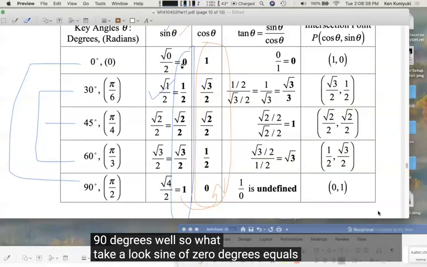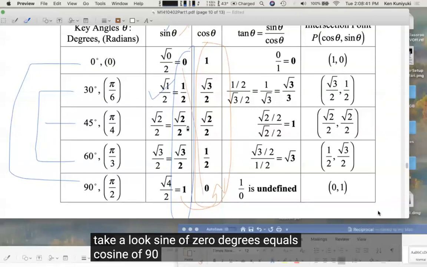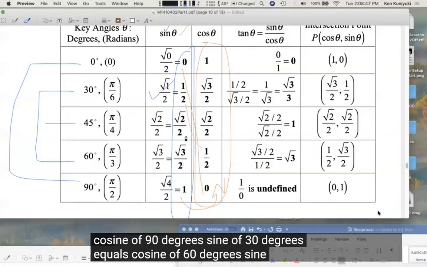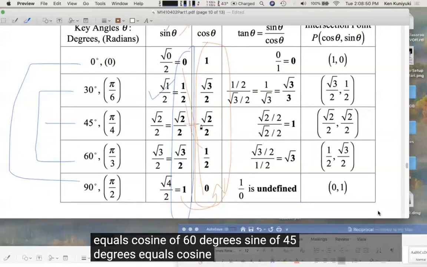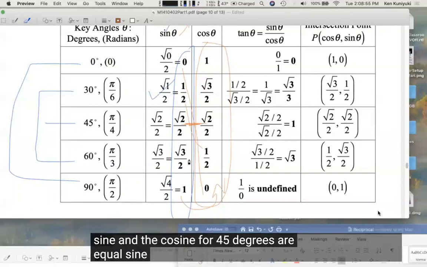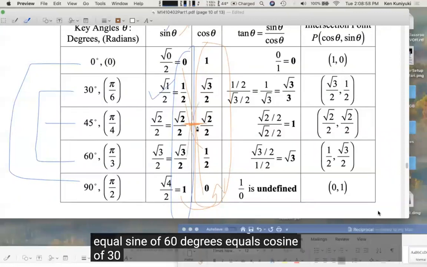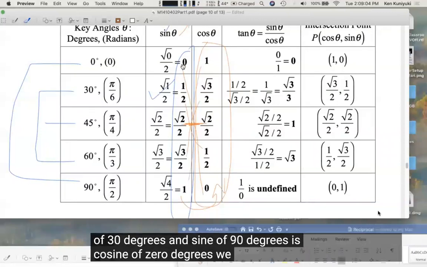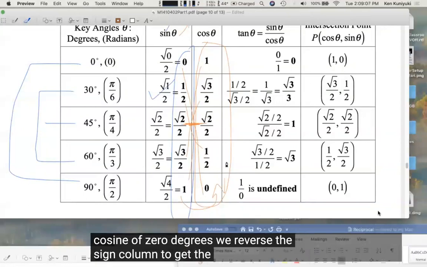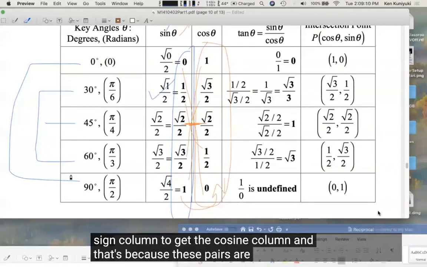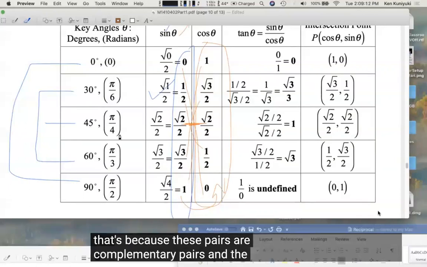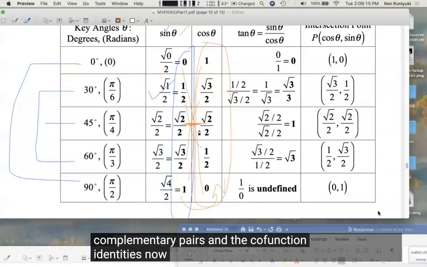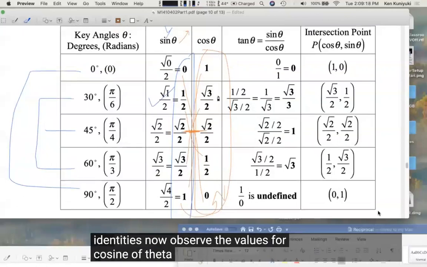Sine of 0 degrees equals cosine of 90 degrees. Sine of 30 degrees equals cosine of 60 degrees. Sine of 45 degrees equals cosine of 45 degrees. The sine and the cosine for 45 degrees are equal. Sine of 60 degrees equals cosine of 30 degrees, and sine of 90 degrees is cosine of 0 degrees. We reverse the sine column to get the cosine column, and that's because these pairs are complementary pairs and the cofunction identities.